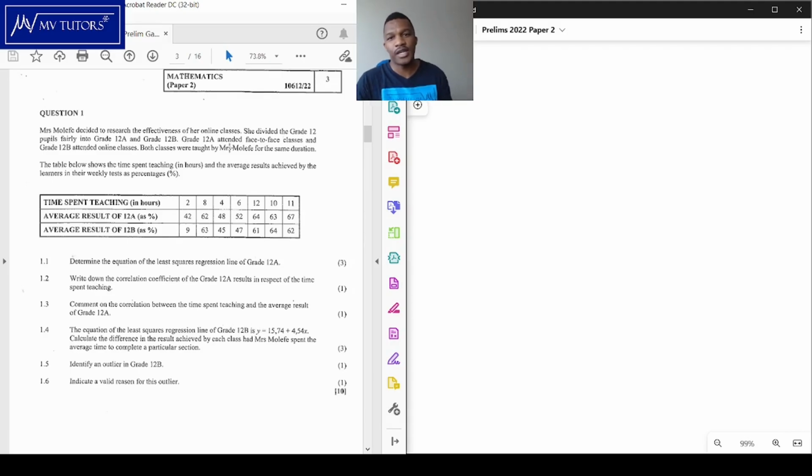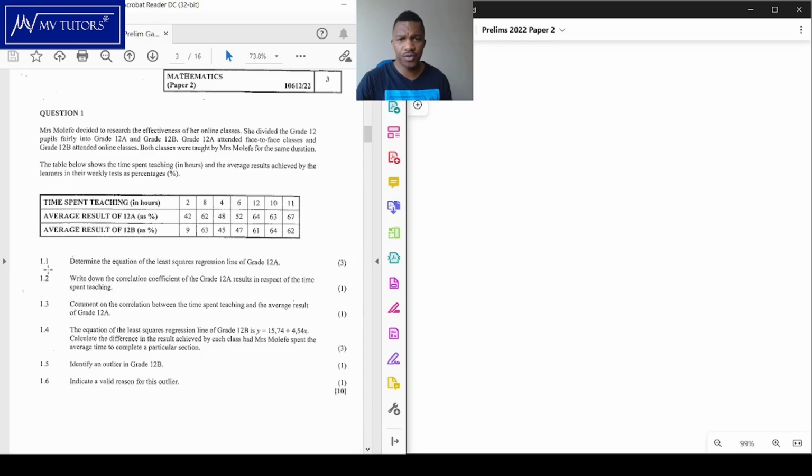Let's get it. It says Mrs. Molefe decided to research the effectiveness of her online classes. She divided the grade 12 pupils fairly into grade 12A and grade 12B. Grade 12A attended face-to-face classes and grade 12B attended online classes. Both classes were taught by Mrs. Molefe for the same duration. The table below shows the time spent teaching in hours and the average results achieved by the learners in their weekly test as percentages. So as you can see, here's the table right here.